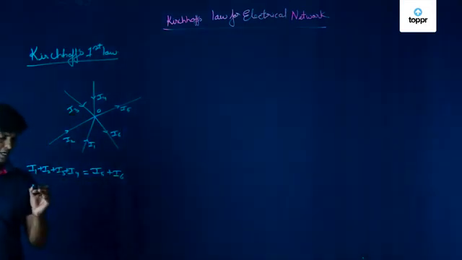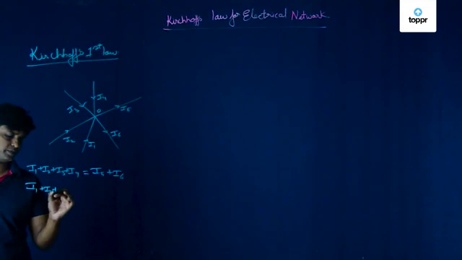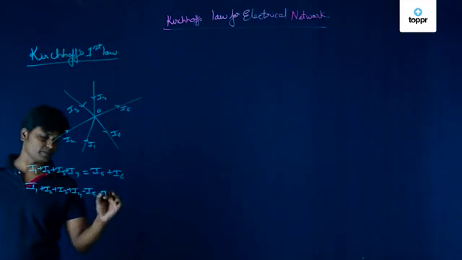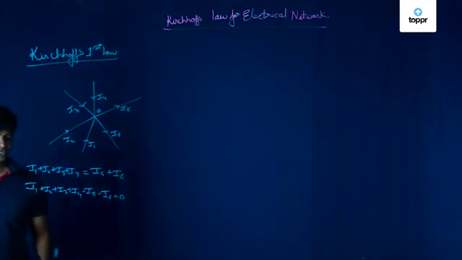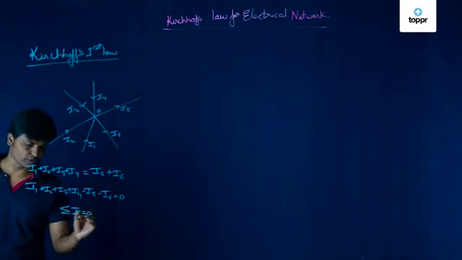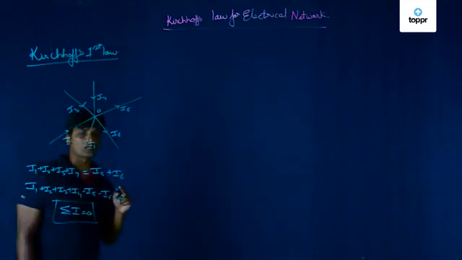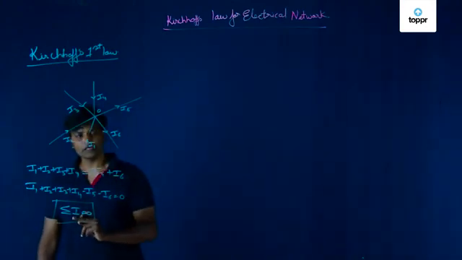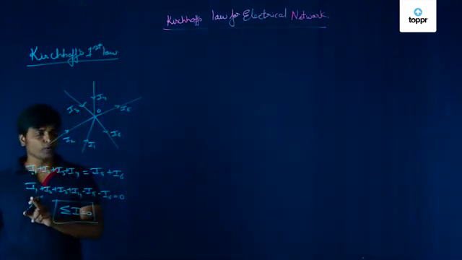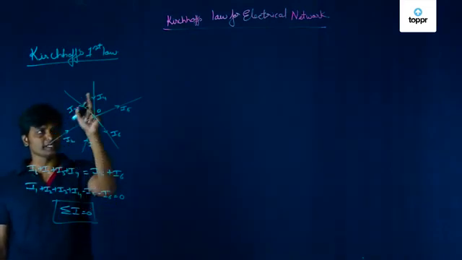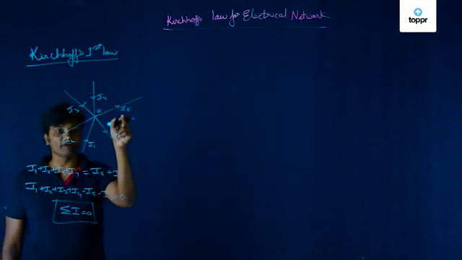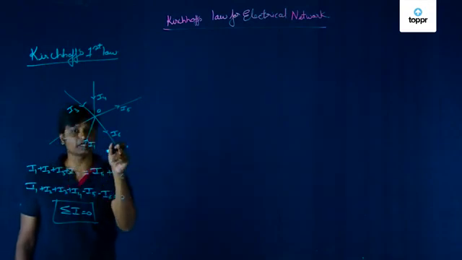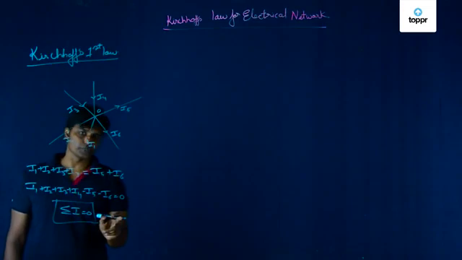So the same equation I can write: I1 plus I2 plus I3 plus I4 minus I5 minus I6 is equal to 0. So I can say the summation of the current at a particular junction is equal to 0. What is the summation of the current? I1 plus I2 plus I3 plus I4 at the junction, minus I5, because I5 is the current moving away from the junction, minus I6, which is also the current moving away from the junction, is equal to 0.